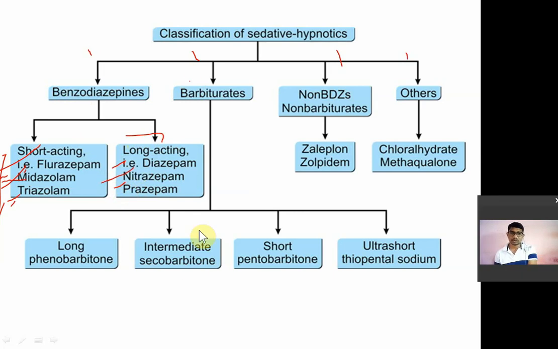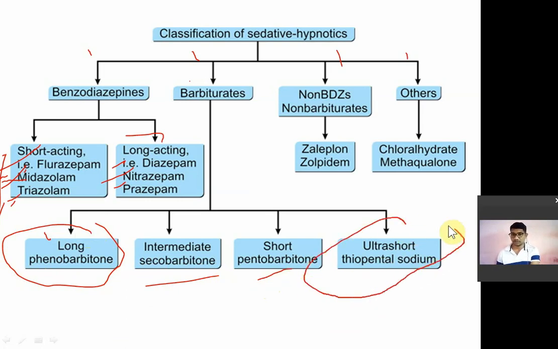Then the next class is the barbiturates, which have different types depending upon the duration of action. Long-acting barbiturates, like phenobarbital. Remember, a question came on this: which of the following is a long-acting barbiturate? Phenobarbital is long acting. Intermediate-acting, for example secobarbital. Short-acting barbiturates, like pentobarbital. And ultra-short-acting barbiturates are known as thiobarbiturates.